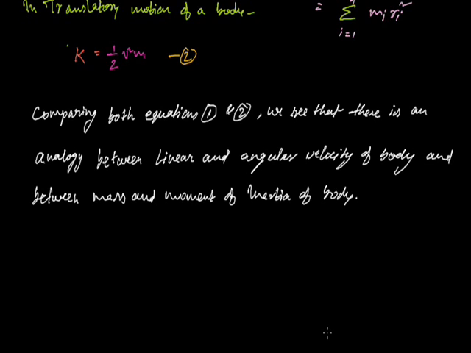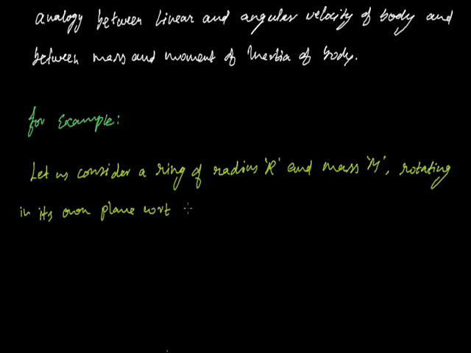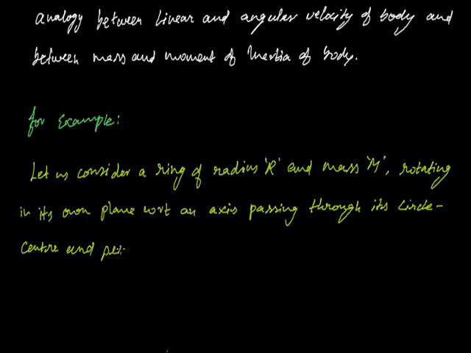Let us consider one simple example to find the rotational kinetic energy of a body moving about a fixed axis. And we are taking here an example of a thin ring having radius capital R and its mass capital M. Let us take the example. Let us consider a ring of radius R and mass M rotating in its own plane with respect to an axis passing through its circle center and perpendicular to its plane.